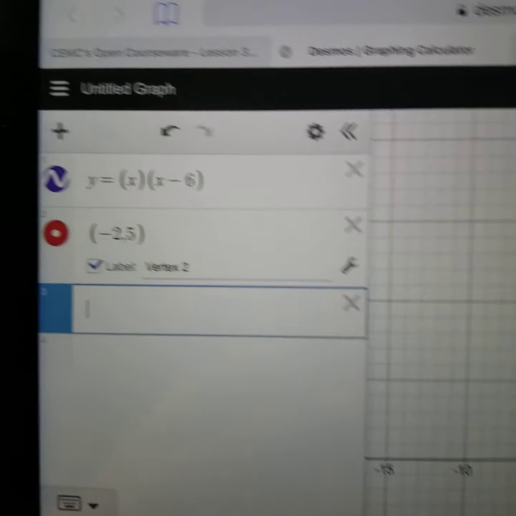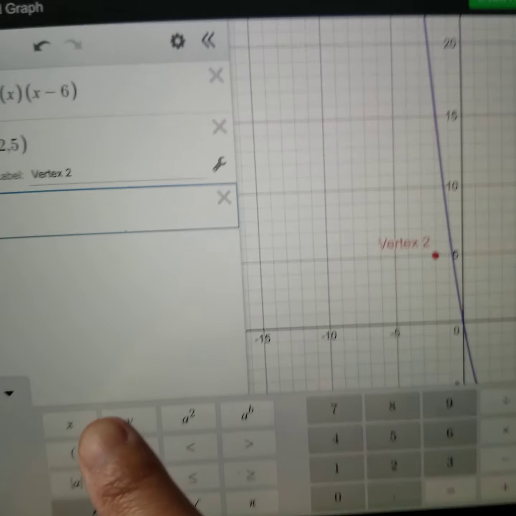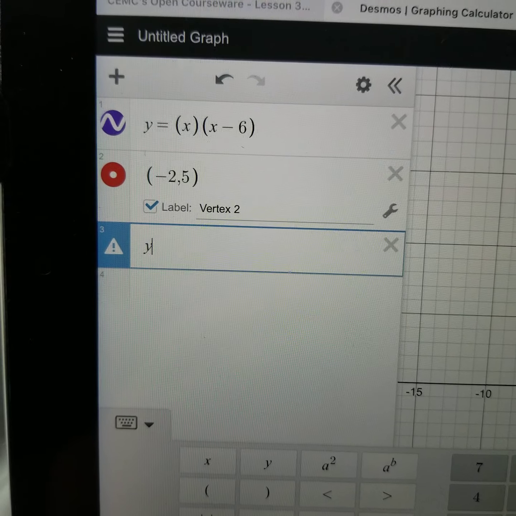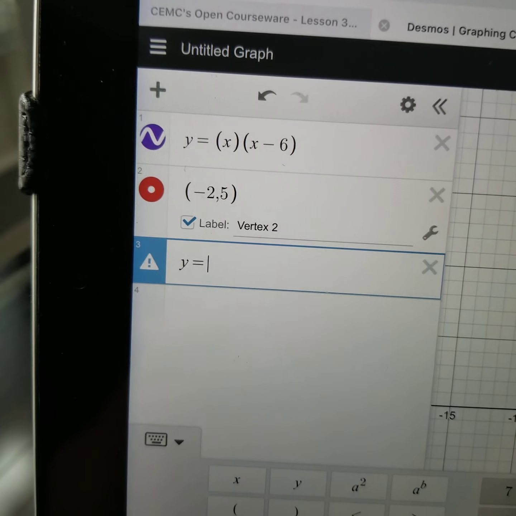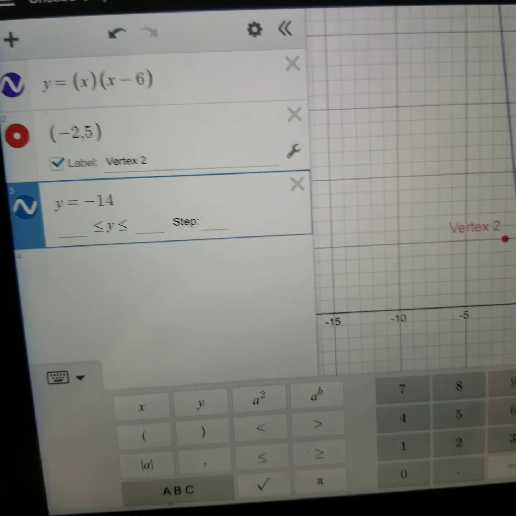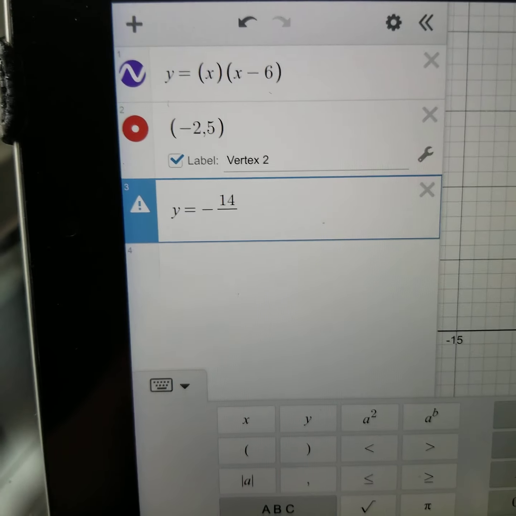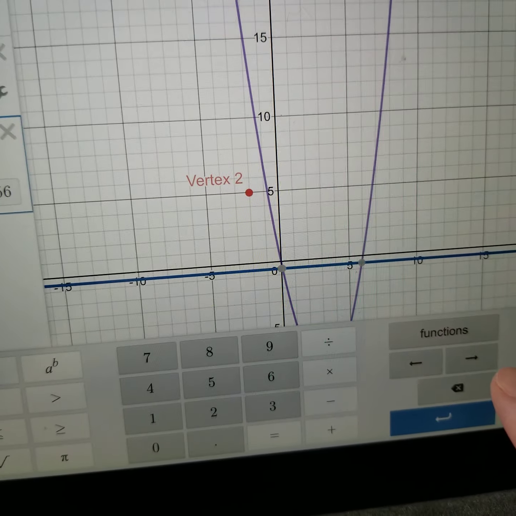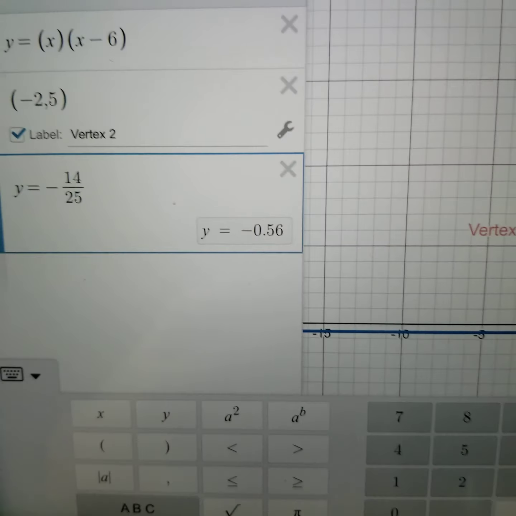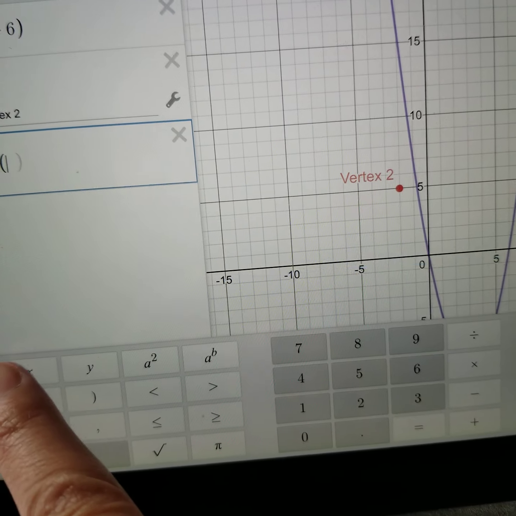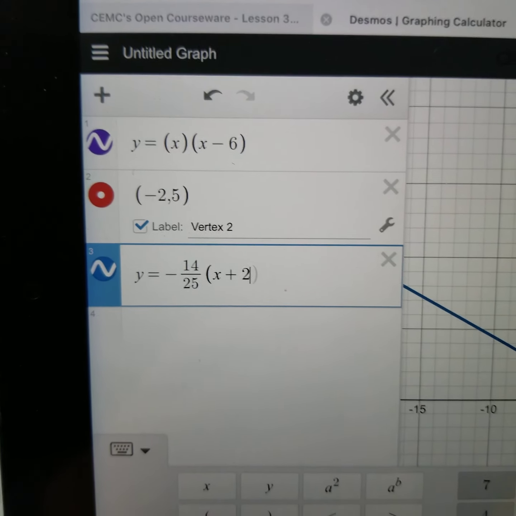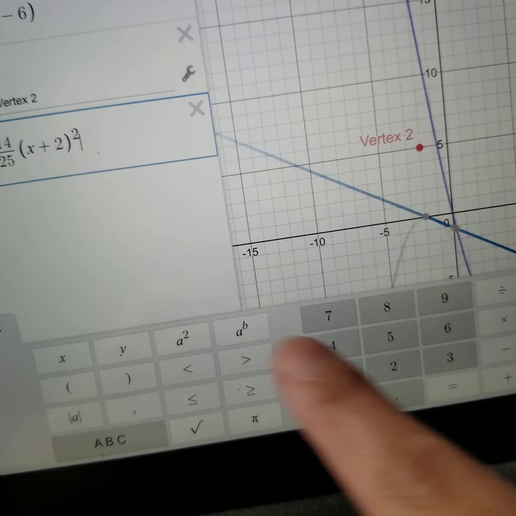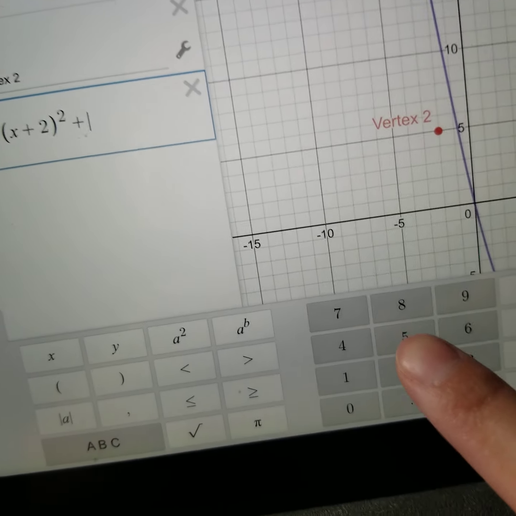So let's write it. Y is equal to -14. We're going to divide it by 5. Not 5, 25. If you want to move it over, you have this arrow that goes over here like this. So we'll move it over here so I can write the bracket x plus 2. I'm going to square it. We're not done. And then plus 5.